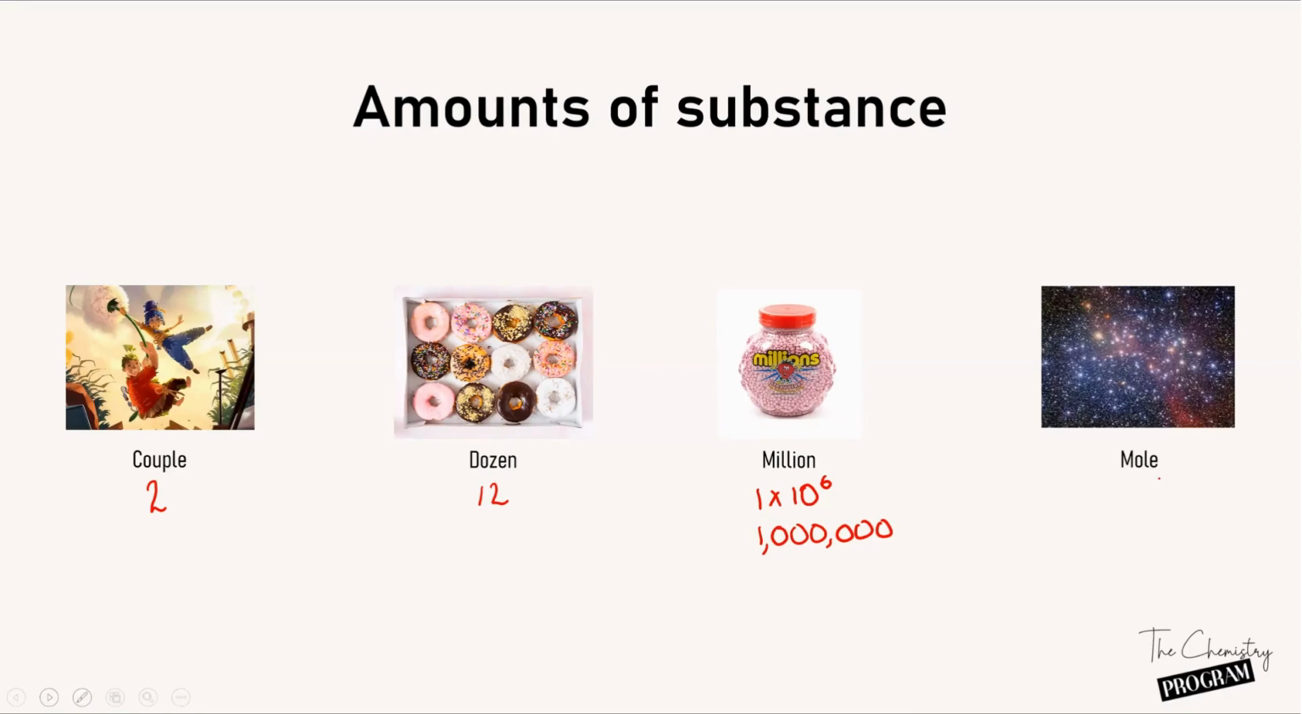A mole, like any of the other amounts of substance that we've looked at, is just a numerical value. The number associated with a mole is 6.022 times 10 to the 23, which is also known as Avogadro's constant.